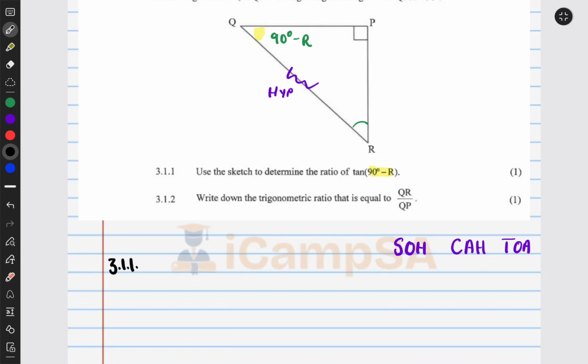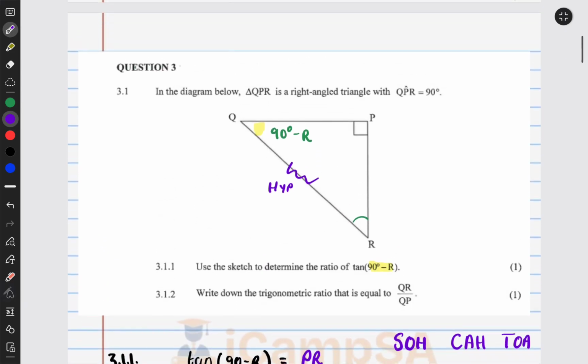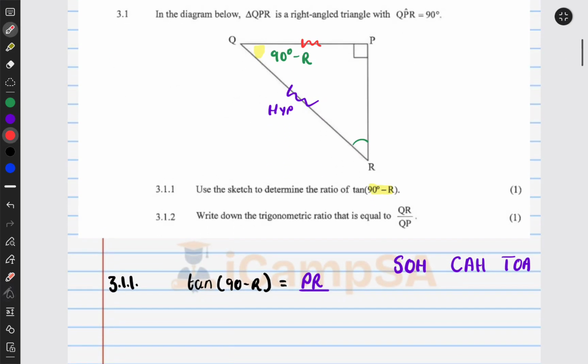So we have to look at the side that is opposite to that angle Q, which is the side PR. Therefore, this means that tan of 90 minus r is equal to, what's the opposite side? The opposite side is PR, over the adjacent side. What side is next to the angle of 90 minus r? The adjacent side is this one, QP. So it's PR over the adjacent side, which is QP.